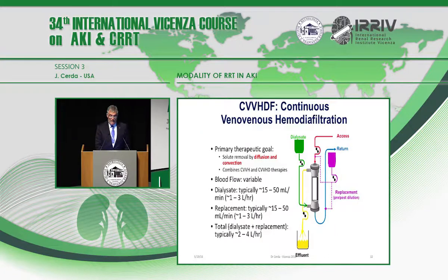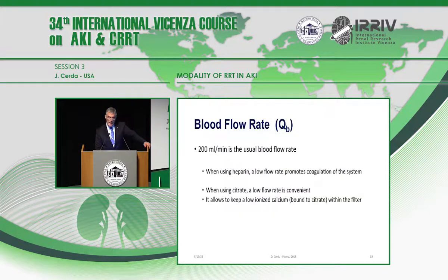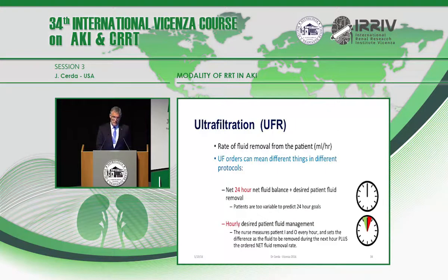In CVVH-DF, we have the combination of the two, and usually in this situation, blood flow rate is about 200 ml per minute. And let me remind you that while we have been used to using heparin, and we tend to think that when using heparin, the faster the blood flow, the better, actually when one is using citrate, generally the blood flow tends to be much slower, and the slower the better, because it gives a chance for the ionized calcium to remain low and avoid the coagulation.